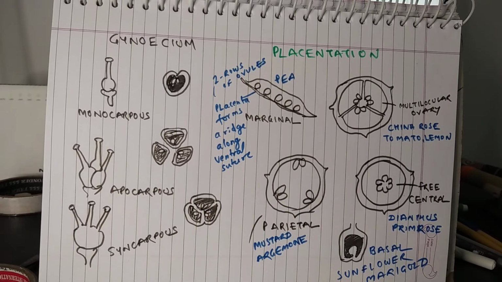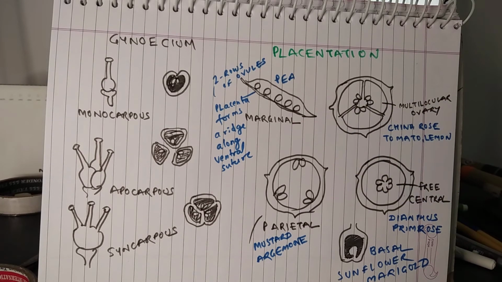Now another important term comes, and that is called placentation. Placentation is the arrangement of ovules in the ovary. So there are different types. One is called marginal, this is axile, this is parietal, this is free central, and this is basal.